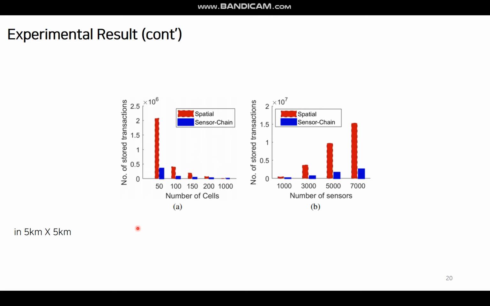And here is the further experimental result. Figure A compares the spatial blockchain and the sensor chain blockchain in terms of the number of stored transactions in one single IoT node, and this depicts the number of cells, and figure B depicts the number of sensors, and compares the number of stored transactions between spatial blockchain and sensor chain blockchain.